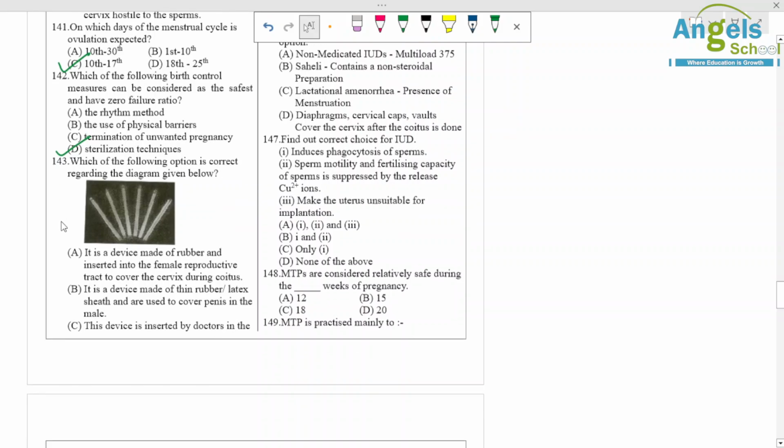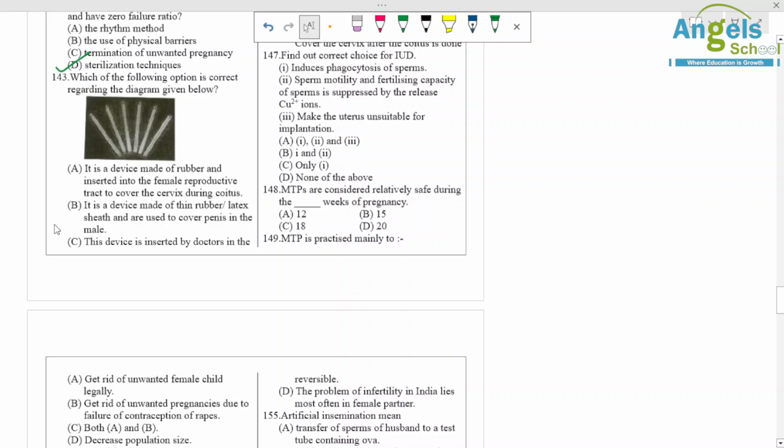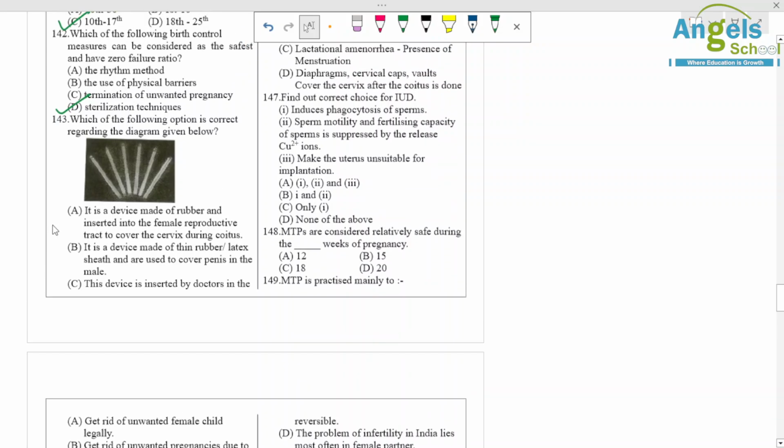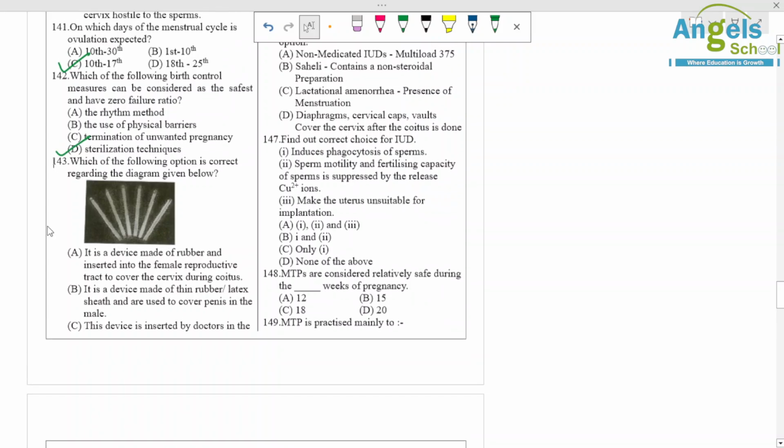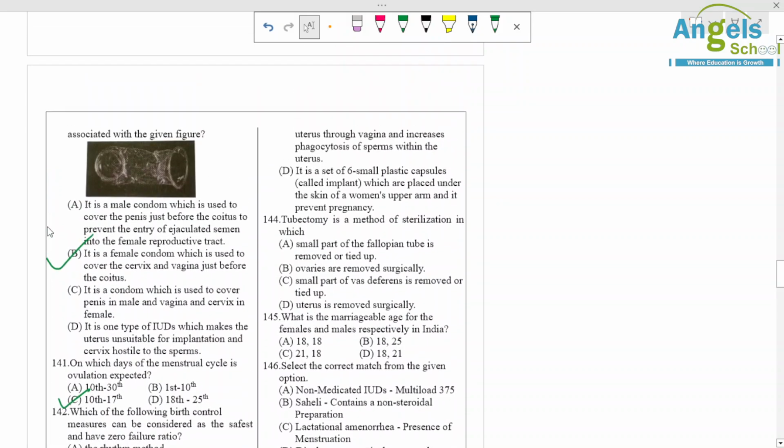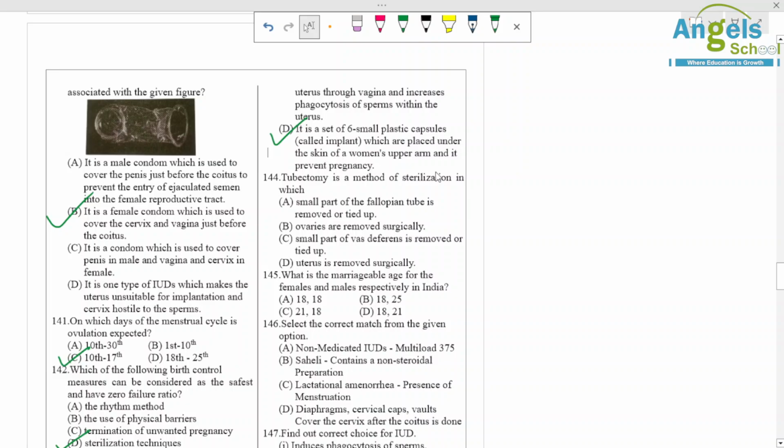Which of the following options is correct for the diagram? In the diagram, Norplant is given. It has a total of 6 small plastic capsules or implants, brand name Norplant, which are placed under the skin of a woman's upper arm and prevent pregnancy.